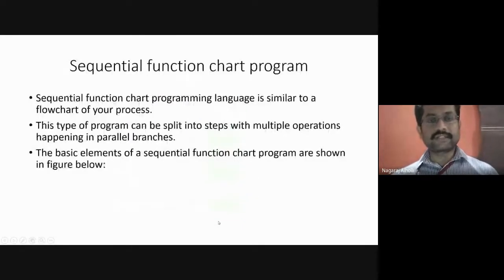Next is sequential function chart programming. It is similar to our flowcharts. Flowcharts you all have written in your C language, is it not? It is the same as the flowchart process, in which the flow of the process is indicated. If there are multiple processes or parallel processes, they are also indicated by if-else statement flowcharts. That is shown in the next figure here.